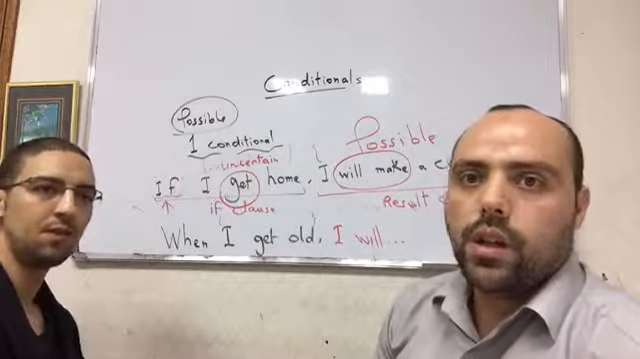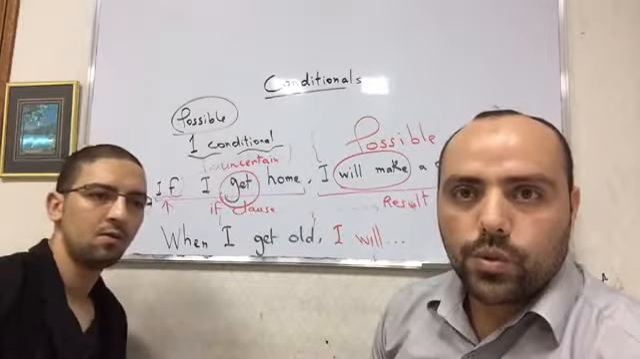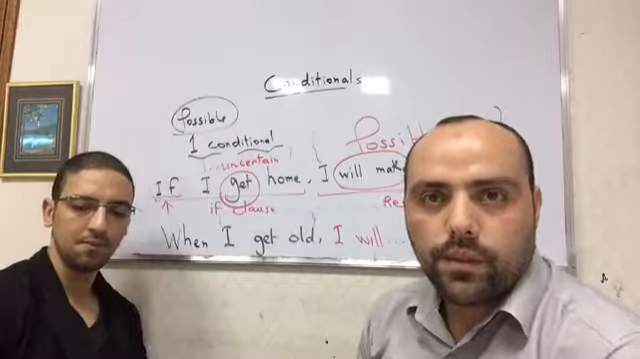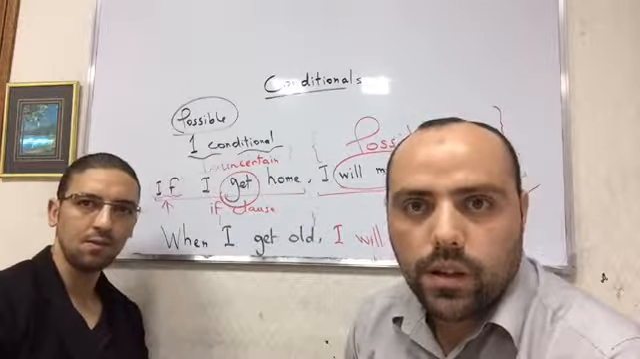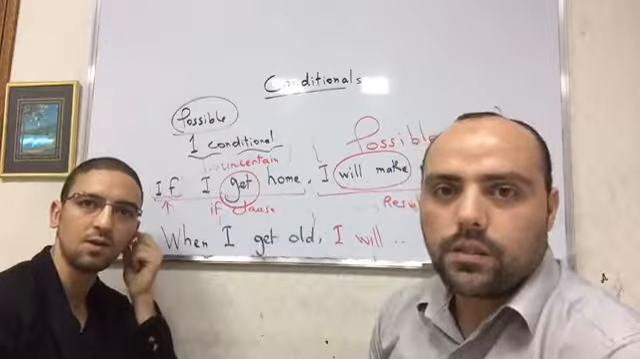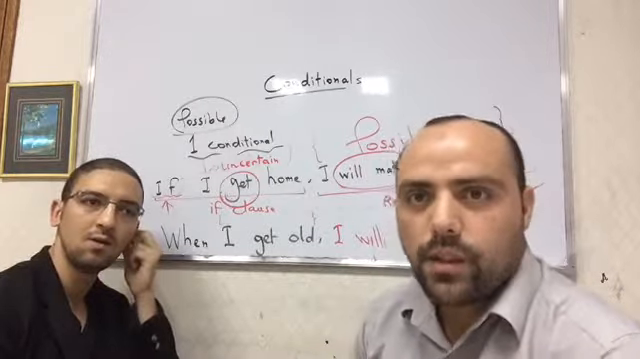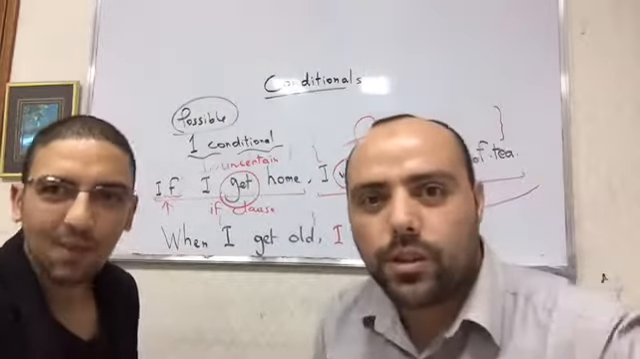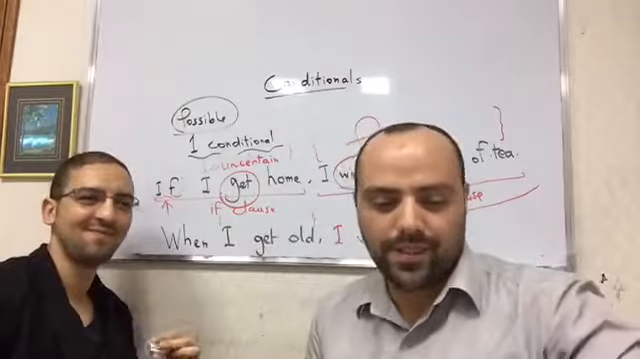So tell us what will you do if you get old. Here we have examples. Okay, we have: if I get home, I will make tea for myself. Very good. I really need a cup of tea right now. Maybe I'll join you.